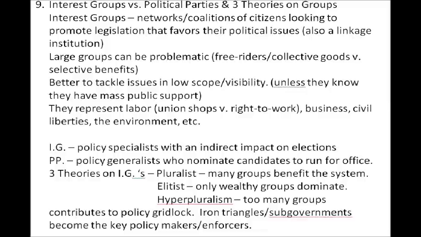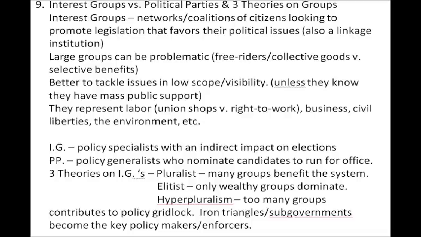There are 3 theories when it comes to interest groups and their presence in a democracy. Pluralist theory says that the more groups you have, the more democratic and the bigger the marketplace there is. Elitists tend to think that only the wealthy groups will dominate in the end. And hyperpluralists believe that there are too many groups, and that it often causes the government to cater to only specific groups. They also believe that this contributes to policy gridlock.